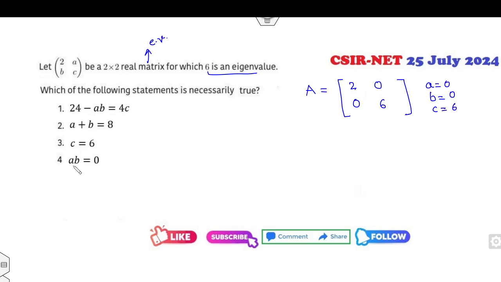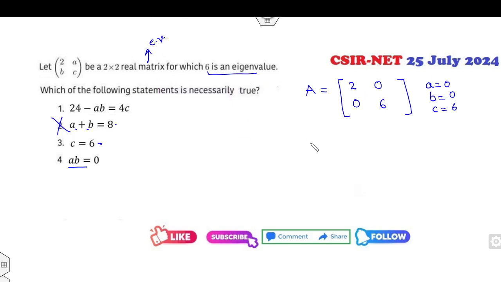Fine. Now look at that. AB is equal to 0, satisfied. C is satisfied. A plus B is 8, cancel. 24 minus 0 is 24, satisfied. Fine. But you cannot correct it. This is one of the counter examples.